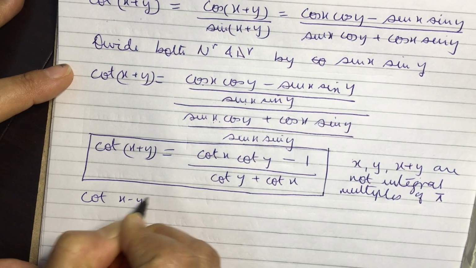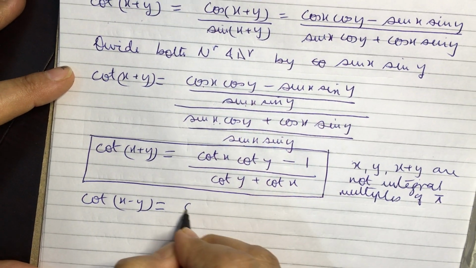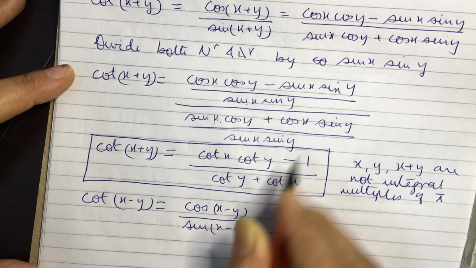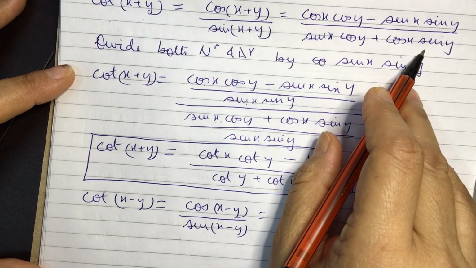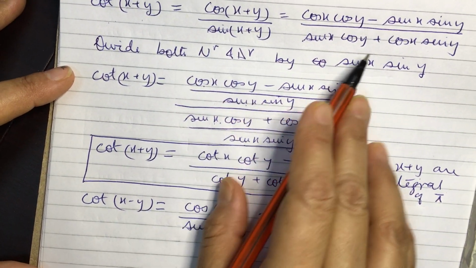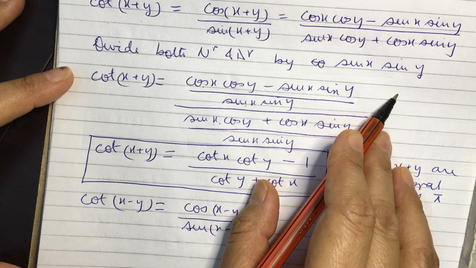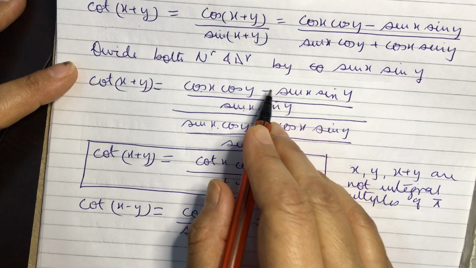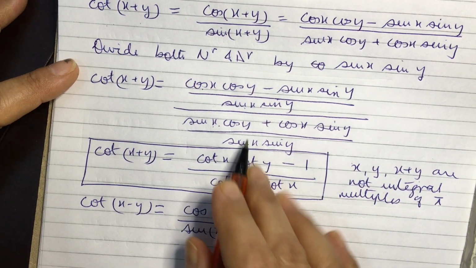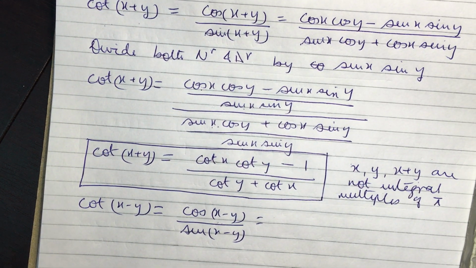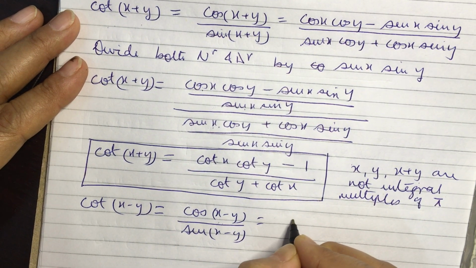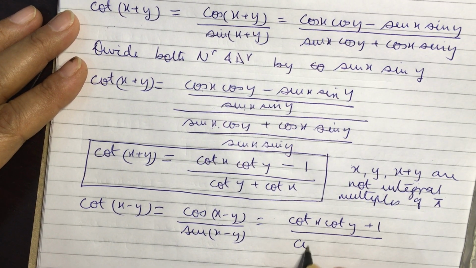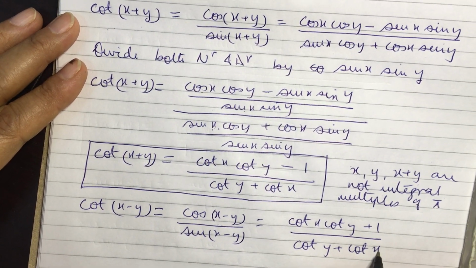Cot of x minus y would be equal to, here we will write cos of x minus y upon sin of x minus y, and again same way we substitute, we solve and divide both numerator and denominator by sin x sin y and get the required result as, here we will have a plus in the numerator and here we will have a minus in the numerator. So what do we get the result as? Cot x cot y plus 1 upon cot y plus cot x.